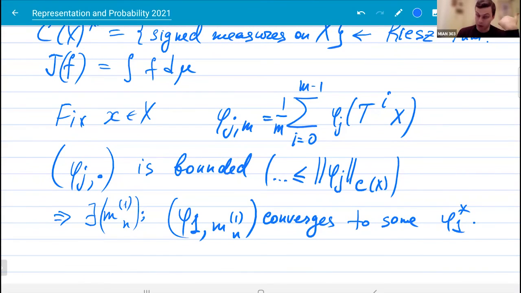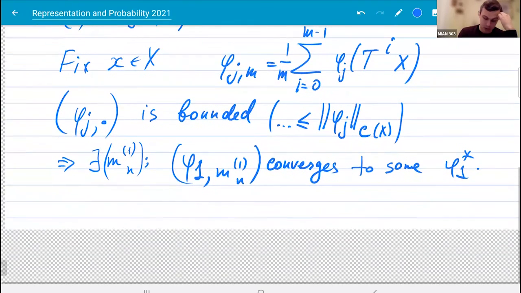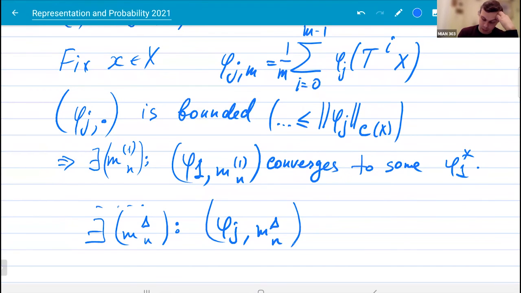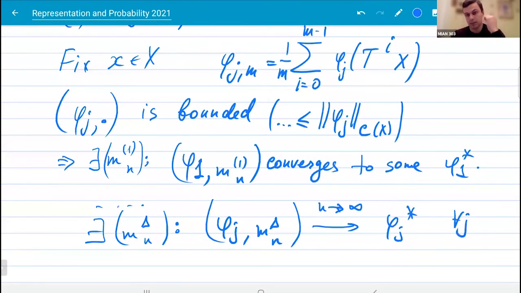We have that for this subsequence there is convergence. So there exists m, well, let's say diagonal n, such that phi_j along m_diagonal_n converges as n tends to infinity to phi_j star for any j. This is a key argument.